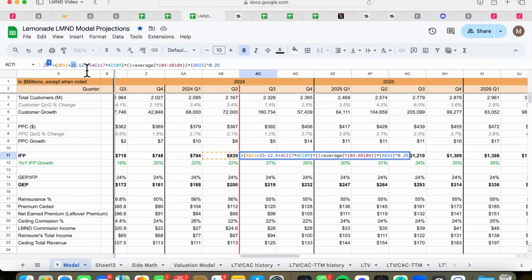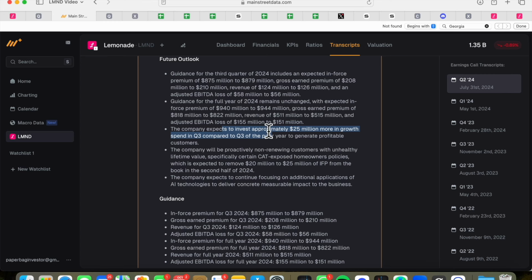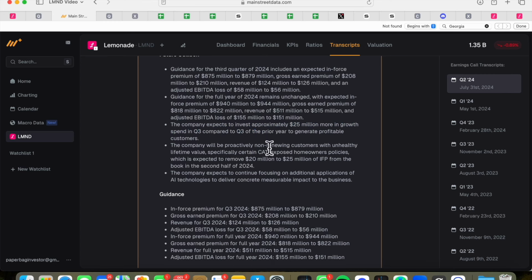And then I have minus 12.5 million. If I flip back to this nice little summary sheet, it says they expect to do non-renewals of about 20 to 25 million of IFP in the second half of 2024. So basically, there are home customers, especially, that they think are not profitable. We can't get the rates up adequately to where we want them to be, so we have to non-renew, cancel these policies because the math just doesn't make sense. So I'm assuming 12.5 million, the worst end of that, is being subtracted out.